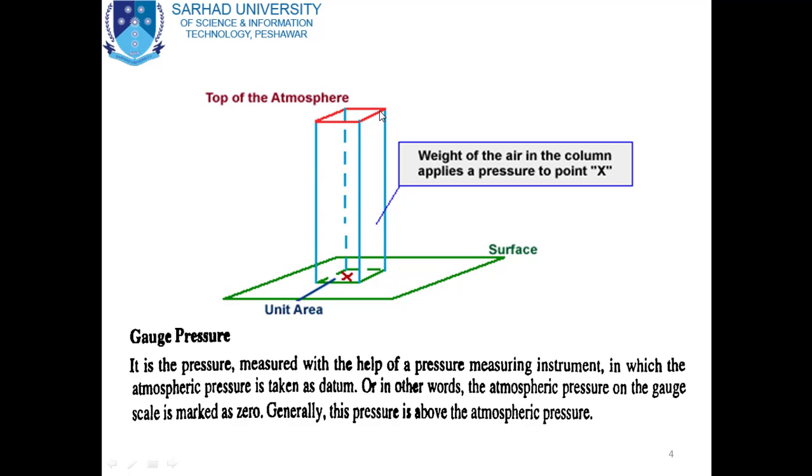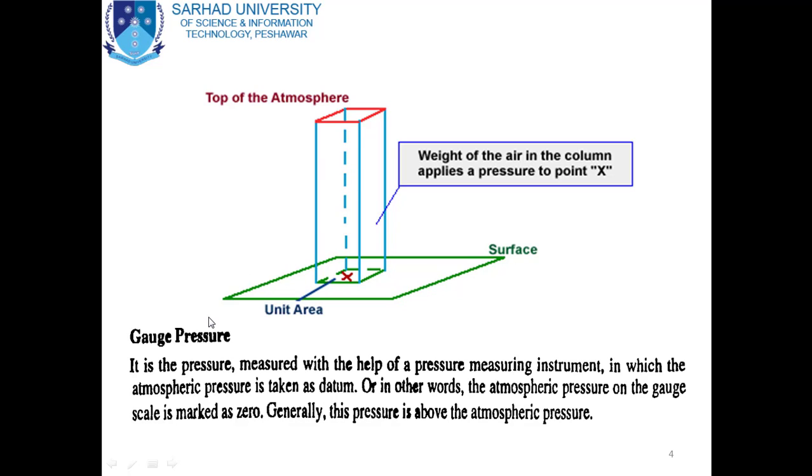So as we already studied, in this column having height equivalent to that of the atmosphere and having cross-sectional area of 1 square meter, the pressure exerted on the surface of the earth at mean sea level is 103 kilopascal.